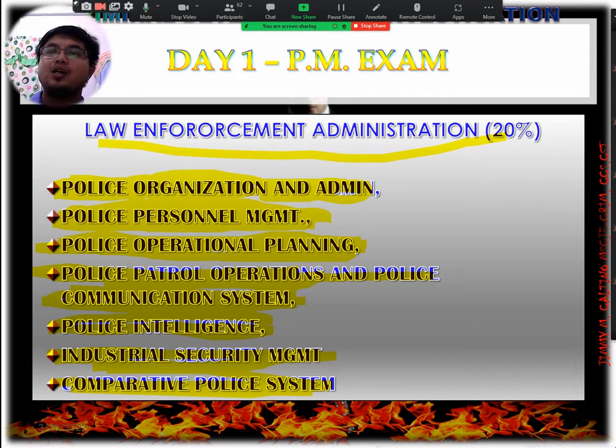As you can see, on the first day of your board examination, 40% of the 100% has already been consumed on the first day itself. Ganun ka-importante yung unang araw ng board examination ninyo. Dito tayo kumukuha. Dito dapat kayo kumuha ng mga buwelo, buwelo para sa board exams ninyo.